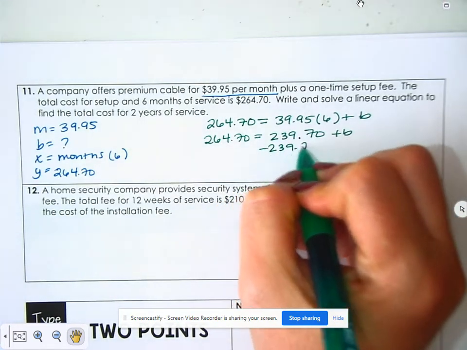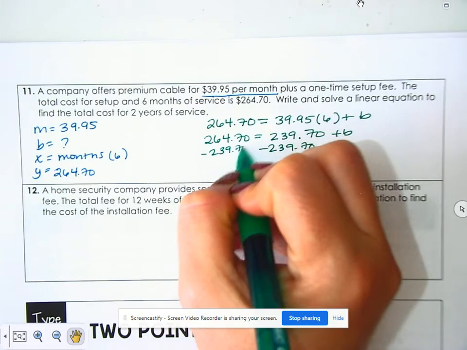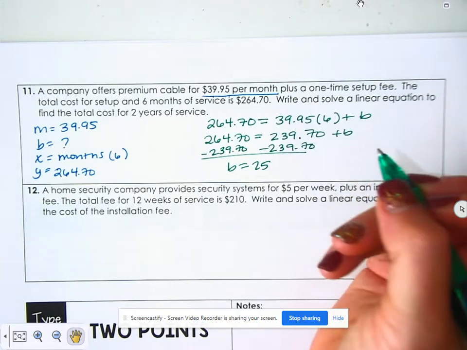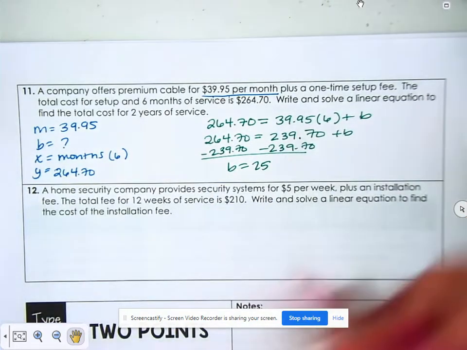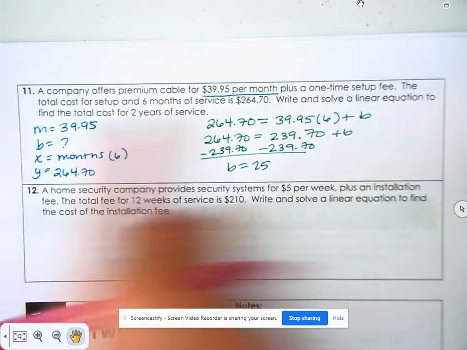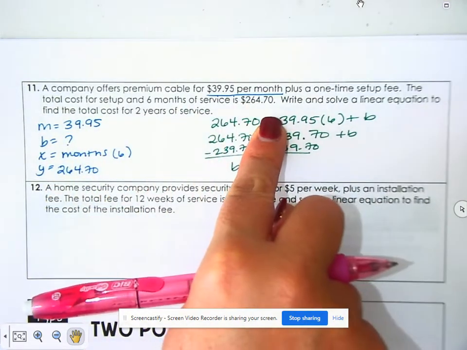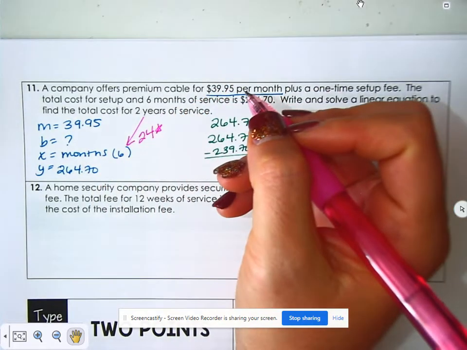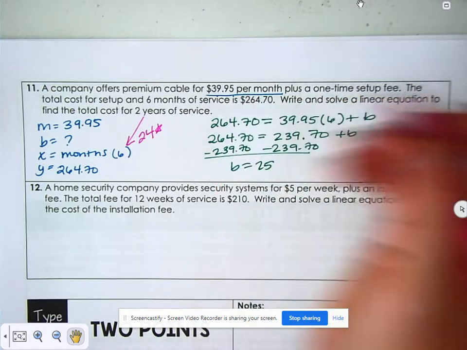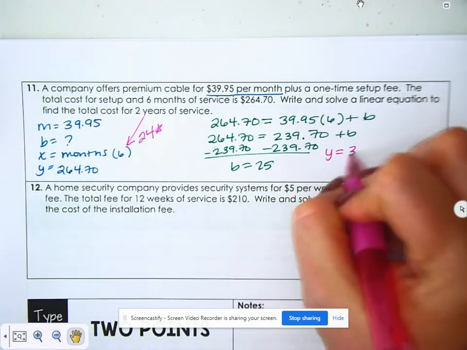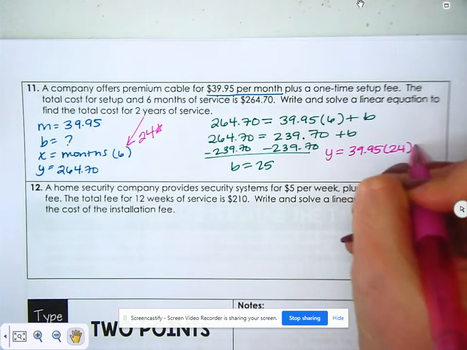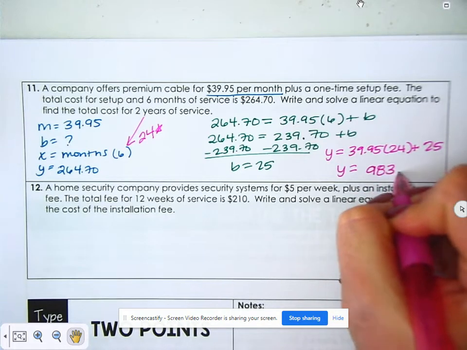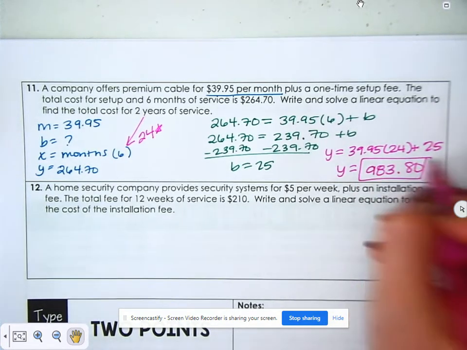So when I move this over, that gives me a setup fee of $25. Now they wanted us to go further: write and solve a linear equation to find the total cost for 2 years of service. So 2 years in terms of months, y'all, is 24. Make sure you know that. So we're going to do Y equals 39.95 times 24 plus the $25 setup fee. And your total cost there should be $983.80.